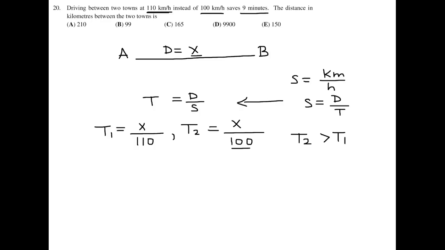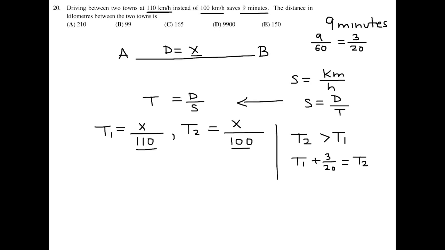Now, what's important is that they've given it to you in minutes. 9 minutes. But we have to convert that to hours because these are in kilometers per hour. We can't put minutes and hours into the same equations. It won't work. So 9 minutes converted to hours is pretty straightforward. 9 over 60. So that would be 3 over 20, I believe, if you bring it down to lowest terms. So that basically means that T1 plus 3 over 20 is equal to T2.